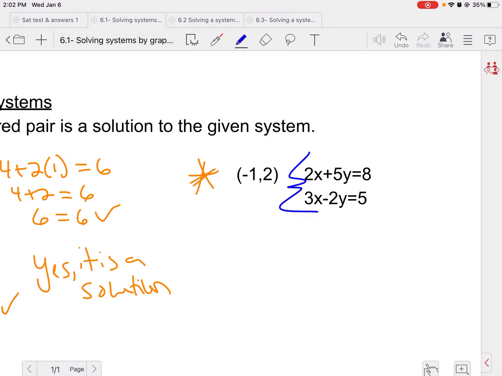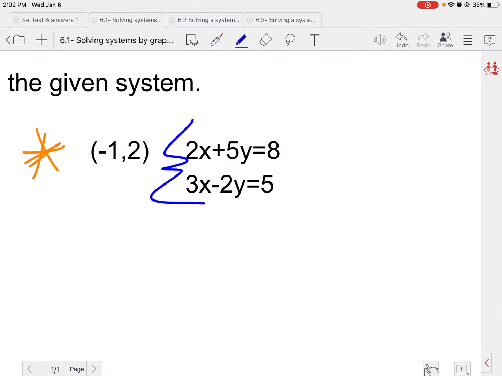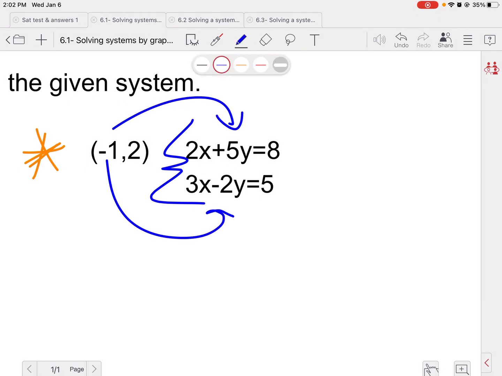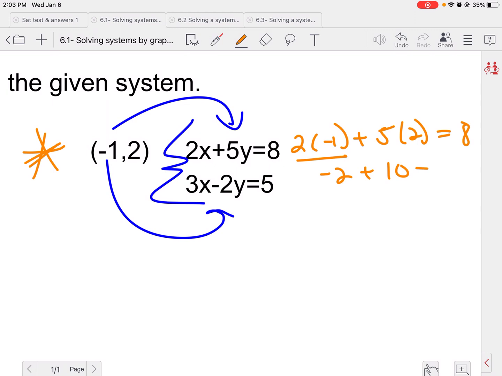And again, we usually have that fancy bracket there. Okay, it's just kind of hard to draw on a Google Doc. And we're going to plug it into the top and bottom one. So I'm going to have 2 times negative 1 plus 5 times 2 equals 8. Well, 2 times negative 1 is negative 2. 5 times 2 is 10. And conveniently, negative 2 plus 10 equals 8. So it checks out for that one.